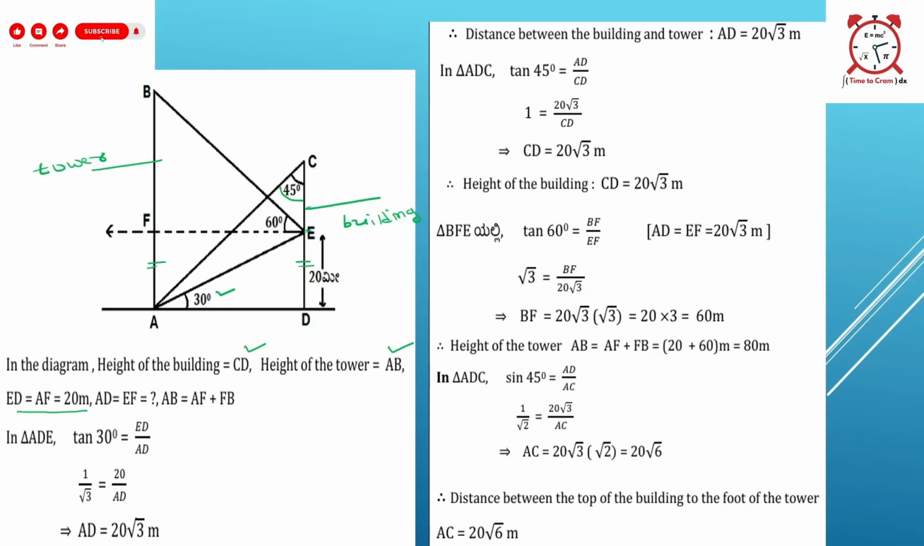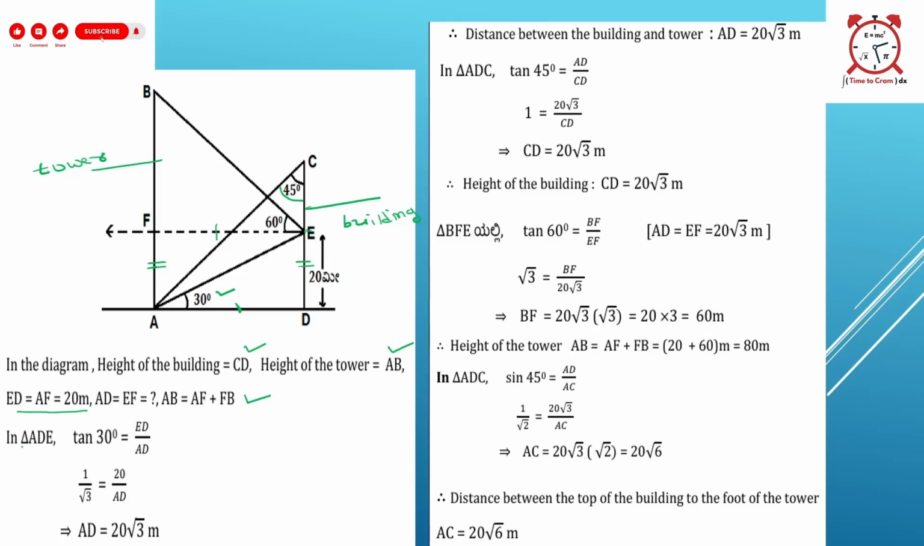So this is the rectangle, so they are equal and they are 20 meter. Same way AD and EF, they are the another opposite side of the rectangle and they are also equal. That we have to find. And AB, height of the tower, is a sum of two parts, AF plus FB.